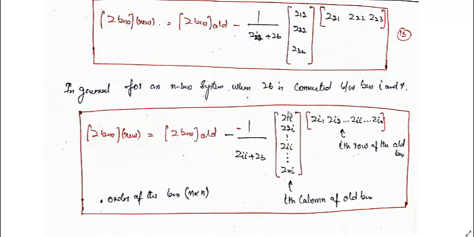You can see the order of this will be n cross 1, and the order of this will be 1 cross n. So n cross 1 into 1 cross n gives us a matrix of n cross n. So the order of this matrix is n cross n, the order of the old Z bus is already n cross n, so the order of the new Z bus will also be n cross n. So this is the third type of modification.